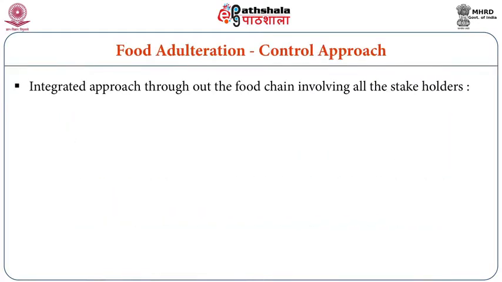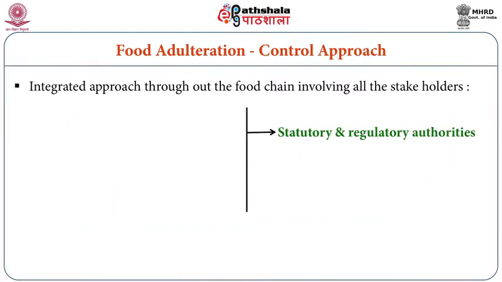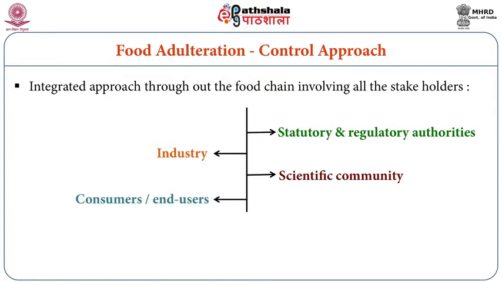And what are the quality control approaches? There should be an integrated approach of the legal bodies or statutory bodies, with the industry people or food business operators, the research community, and consumers. These four stakeholders should be aware of food adulteration issues and how to curb these food adulteration problems.